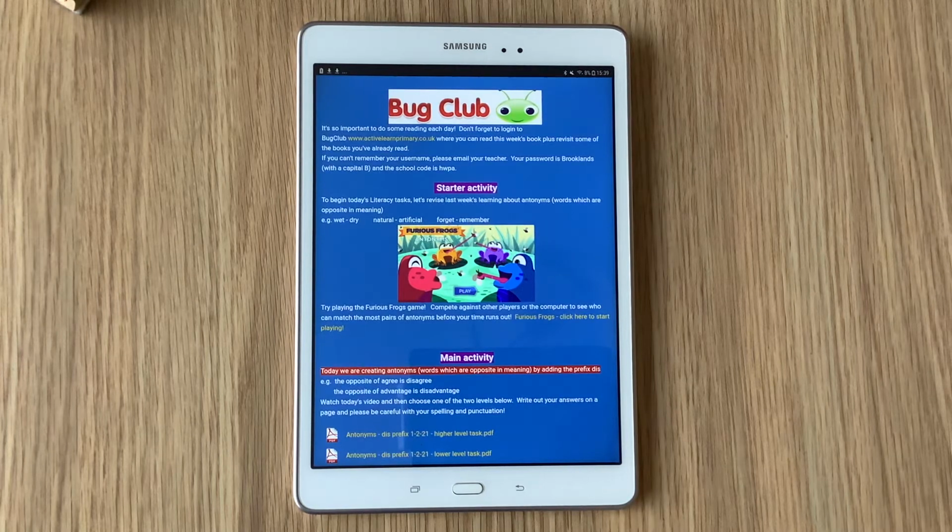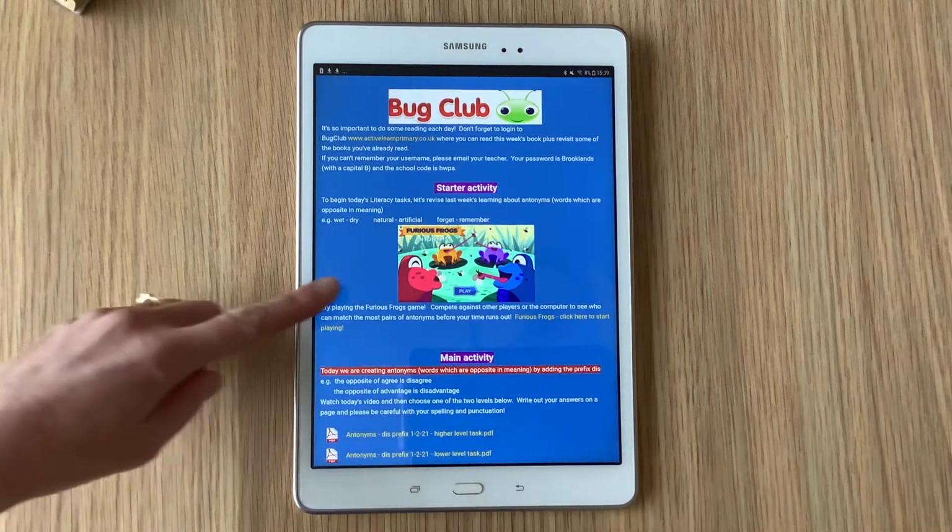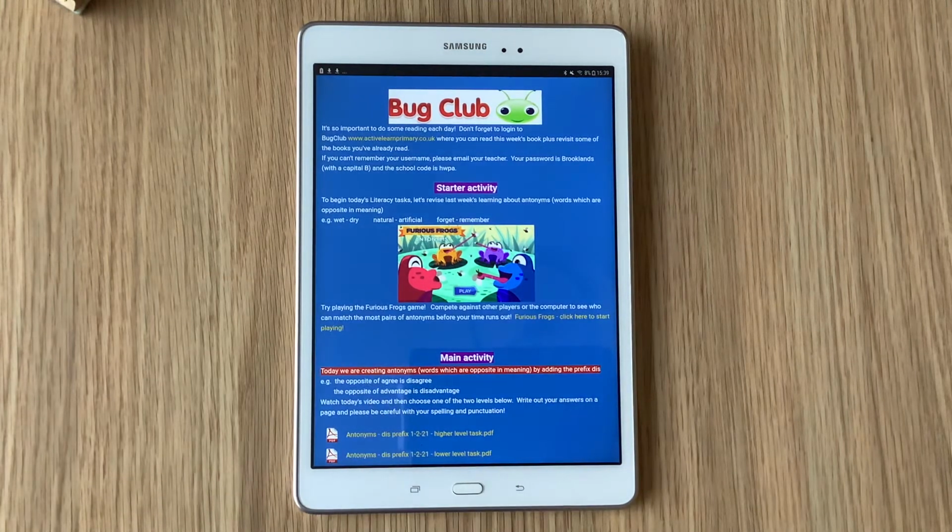I would love you to begin today's main activity by playing a game. Click on the link on our website, find the Furious Frogs game and see if you can be the person who can match the most pairs of antonyms before the time runs out. So go and play the Furious Frogs game. And then we're going to think about today's main bit of learning about antonyms.